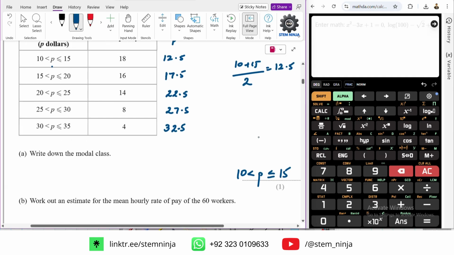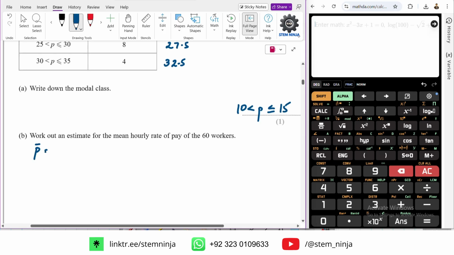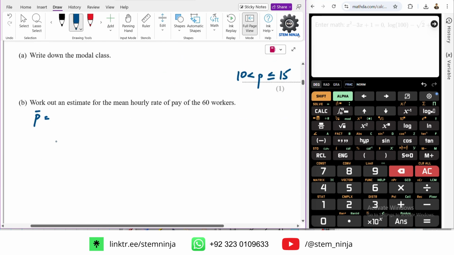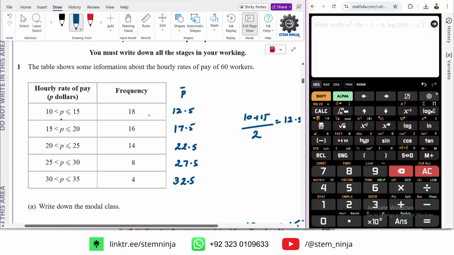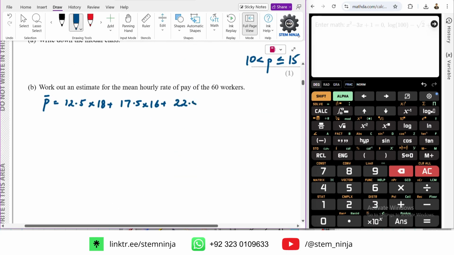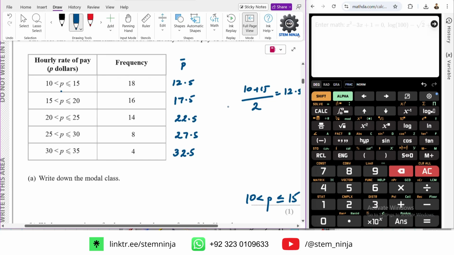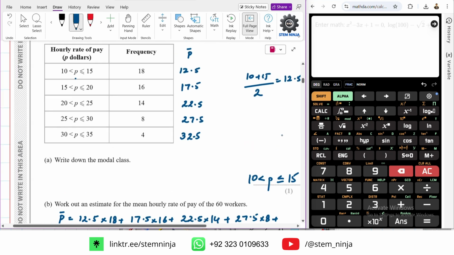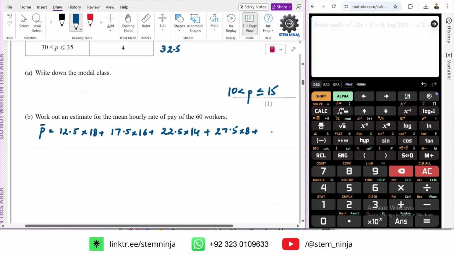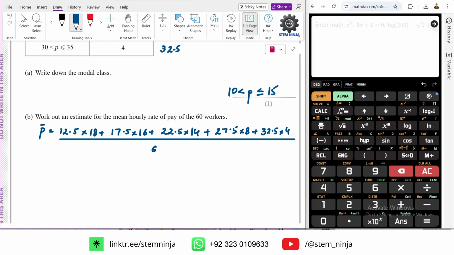Now we need to multiply. So the mean would be 12.5 times 18, plus 17.5 times 16, plus 22.5 times 14, plus 27.5 times 8, plus 32.5 times 4. And all of this is divided by 60.